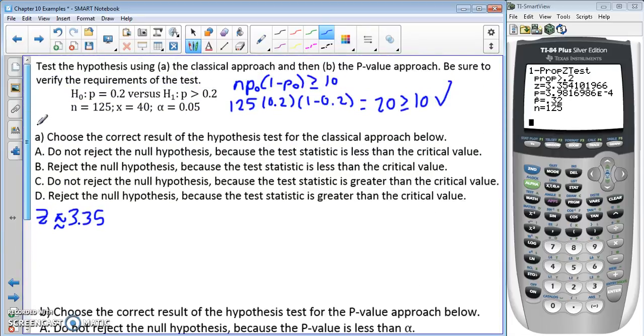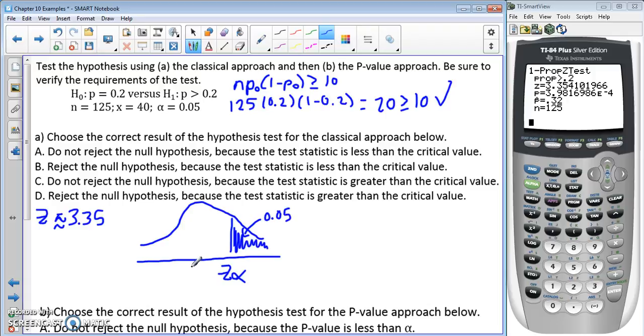So I'm back to our classical approach. We're working with greater than, so we have a right tail test, so our critical region is on the right. So we just have one critical value, z sub alpha here. And alpha is always the area in the critical region. So this is 0.05. So 1 minus 0.05 is 0.95. So we can determine the critical value.